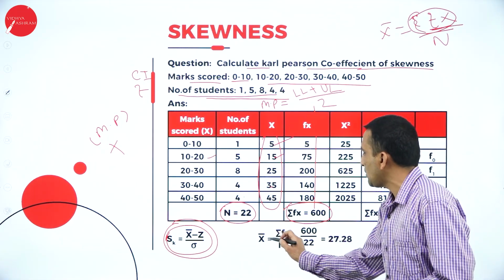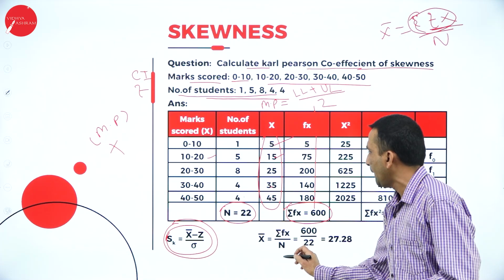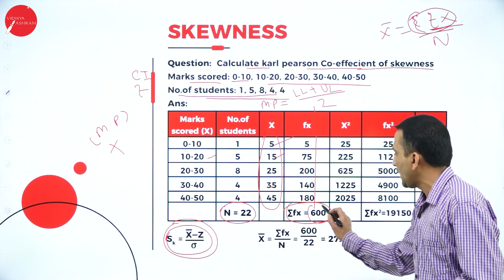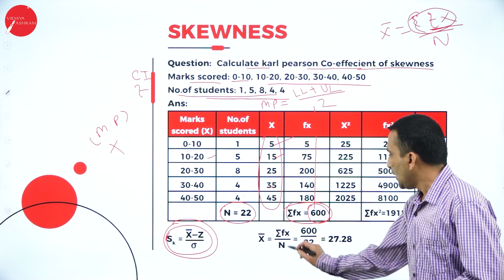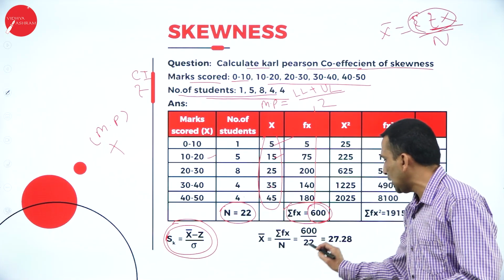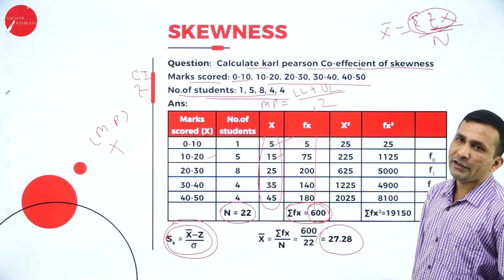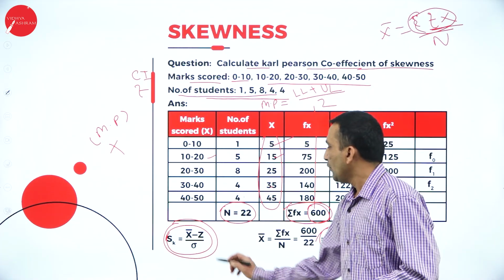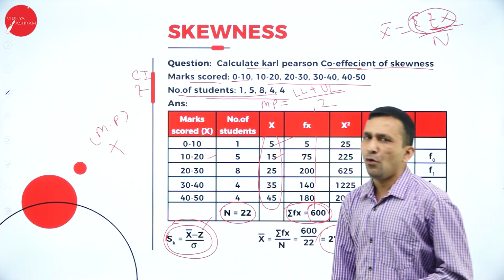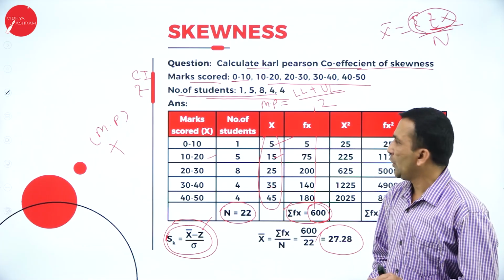So the x bar formula is sigma fx divided by n. Sigma fx value I am writing 600 in the numerator. Denominator, the frequency total, 22. If you simplify, the x bar value is 27.28. Okay. Now again we need to identify the mode. How are we identifying the mode?